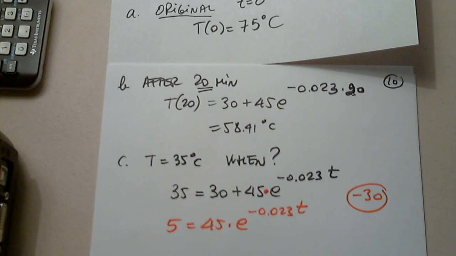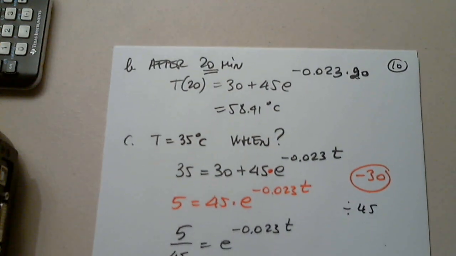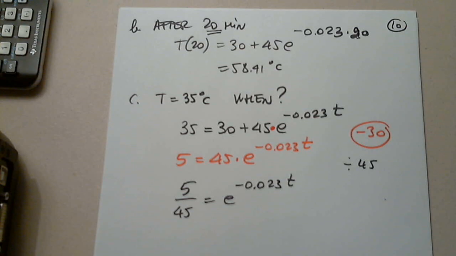And now we clean it up doing what? Divide by 45. Yes. Now we have to divide both sides by 45. And you can keep it as 1/9 or 5/45. It doesn't matter. Now it's completely cleaned up. And when I got to the stage in which it's completely cleaned up, what do I do now?